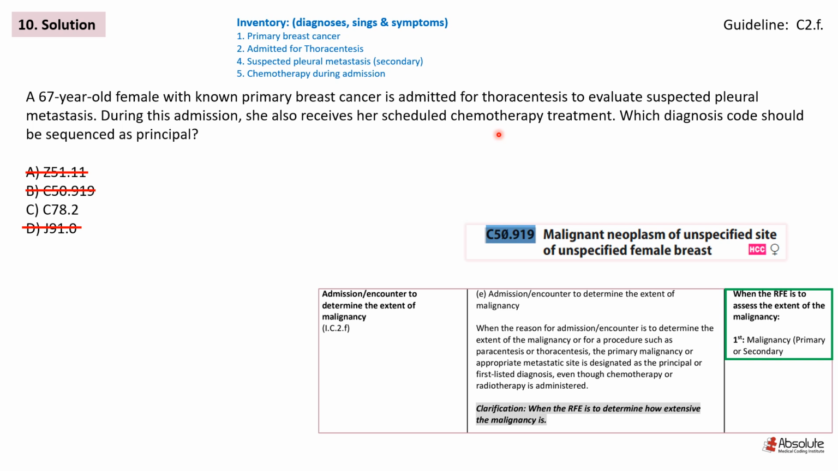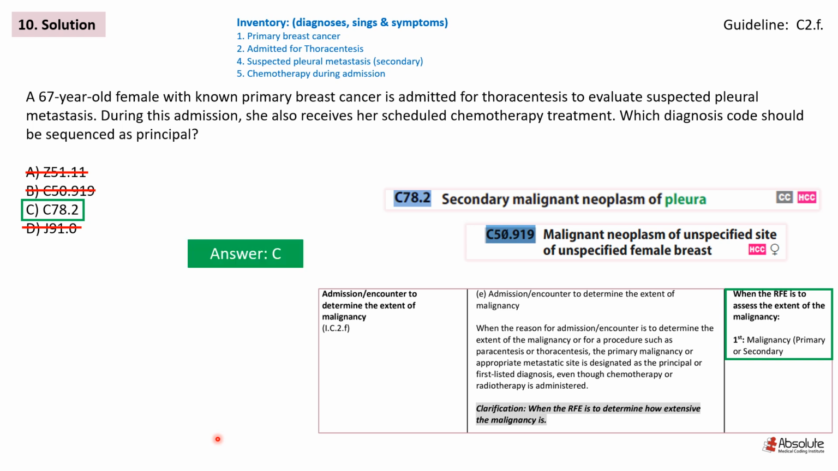So when you have inpatient, you can code for suspected, rule out, probable, any diagnoses that have those listed in the description of them. So this is a suspected pleural metastasis. So we're going to code the C78.2, which is the secondary malignant neoplasm of the pleura. And once again, that is because this patient is admitted. So it's different than outpatient coding. So the answer is C, C78.2.